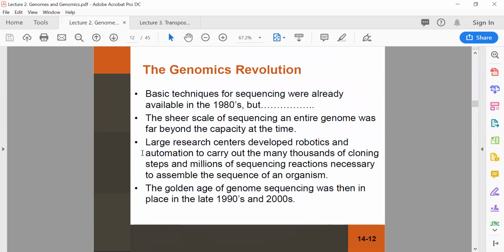So these large research centres developed all the robotics and all the automation that were required to carry out the thousands of cloning steps, the millions of sequencing reactions that were required to assemble the sequence of an organism. And the golden age of genome sequencing was then in place in the late 1990s.